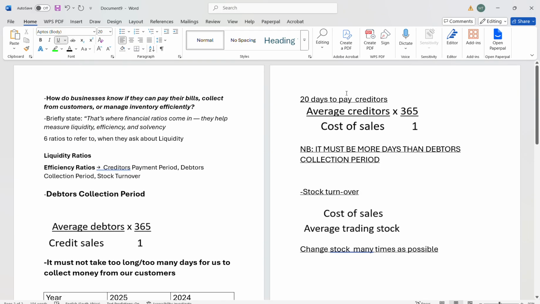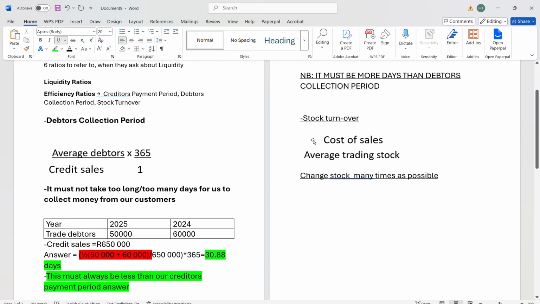Even with the creditors payment period, it says average creditors, it means last year's creditors plus this year's creditors, then you divide by 2. That's how you get your average creditors or average trading stock. Then cost of sales is normal, I think it will be given. Even cost of sales here will also be given.